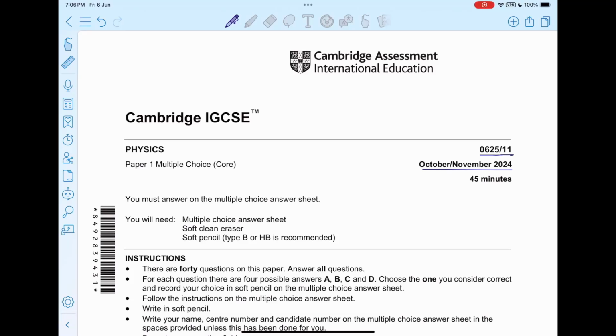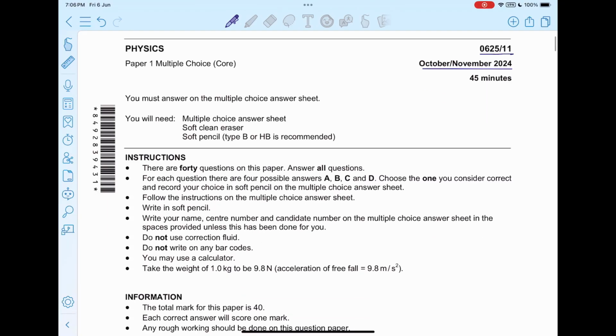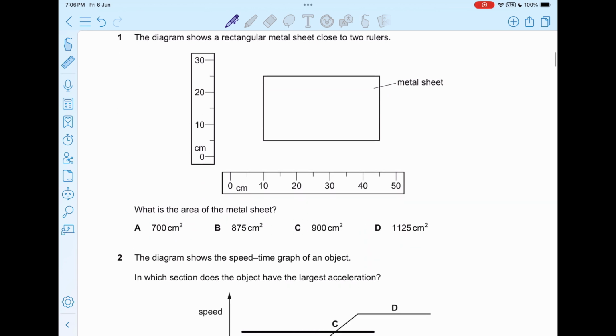Okay, we're doing October-November 2024 physics, MCQ. The diagram shows a rectangular metal sheet close to two walls. So first, find the points that they're intersecting. I did it this way. On the left side, there's the 25 cm and 5 cm markings, and then the 10 cm marking and the 45 cm marking. Then find the width and the length, multiply those two to get the area.